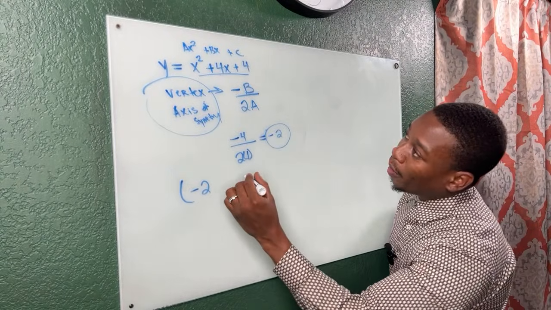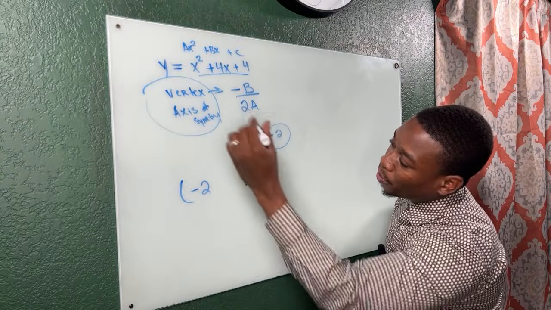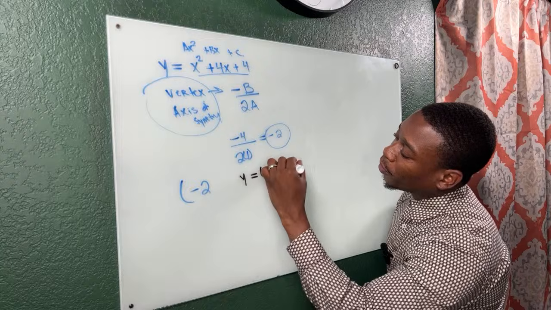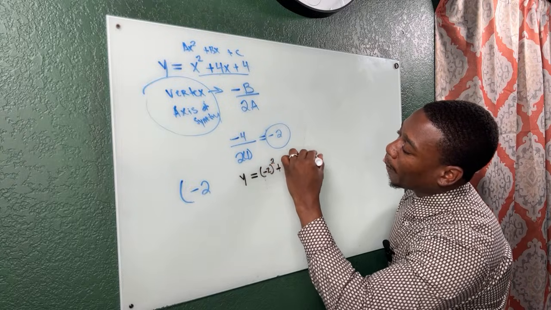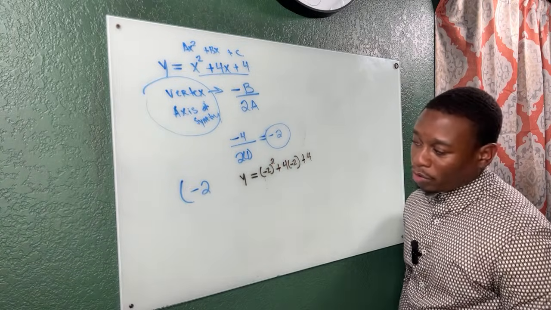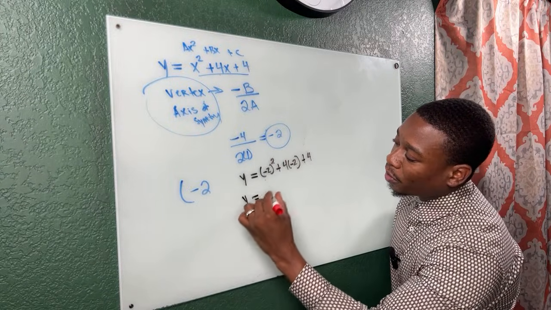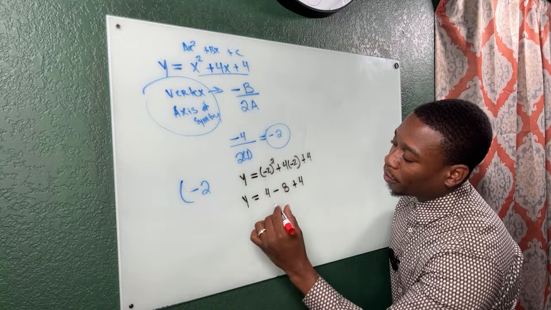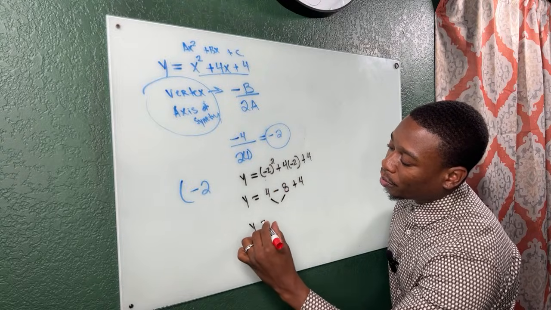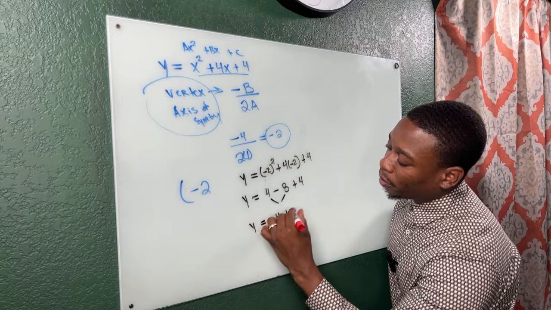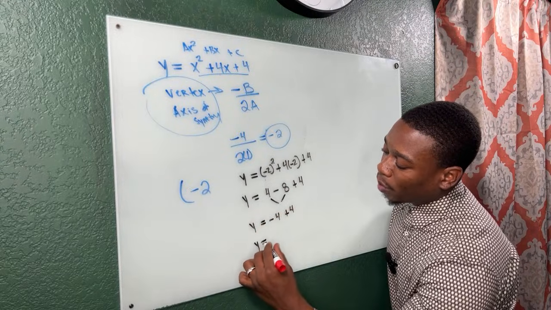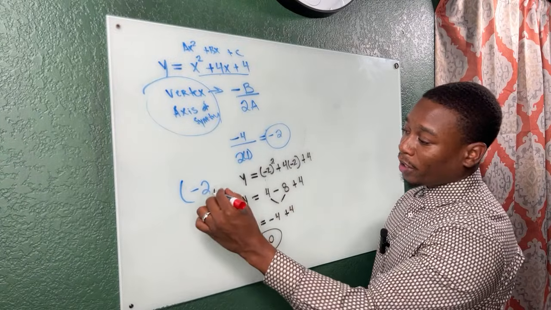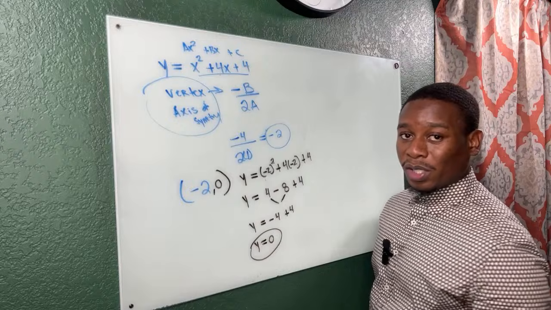And I plug it in. So now I have y is equal to negative 2 squared plus 4 times negative 2 plus 4. All we do is simplify. Y is equal to 4 minus 8 plus 4. So we combine these two. Y is equal to negative 4 plus 4. So y is equal to 0. What does this mean? This means that the vertex for this parabola is at 2, 0.